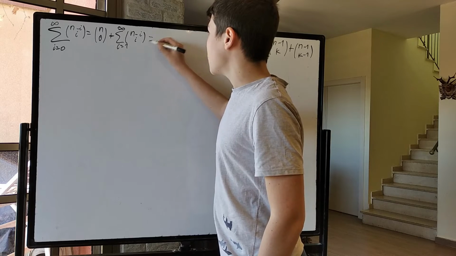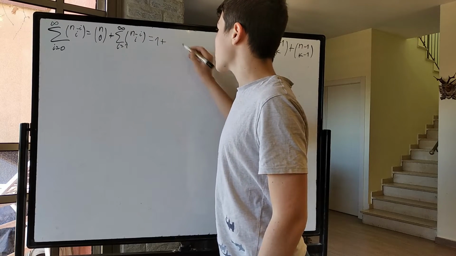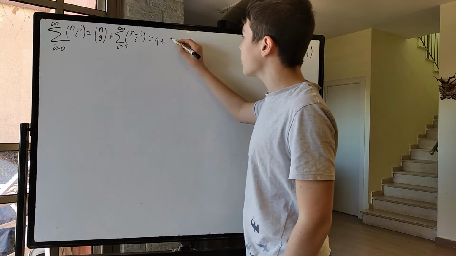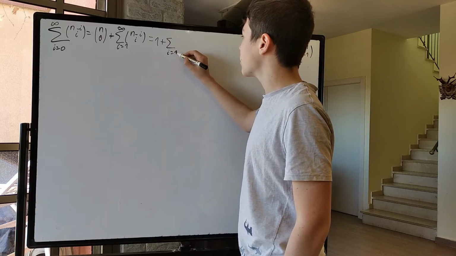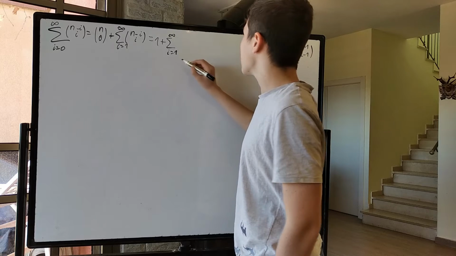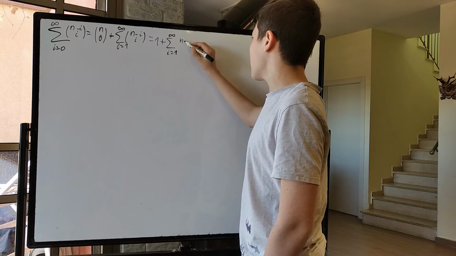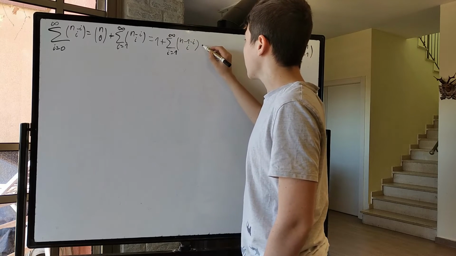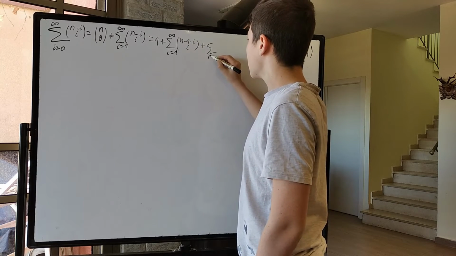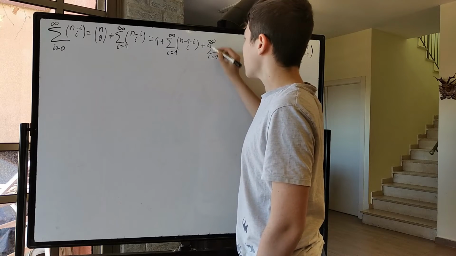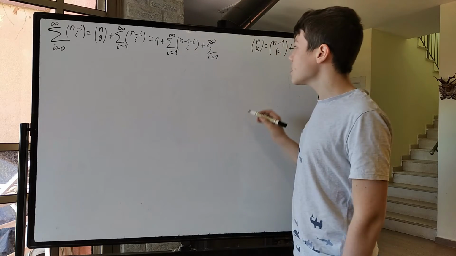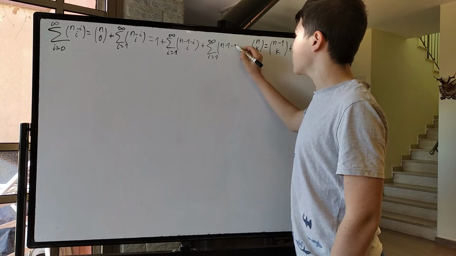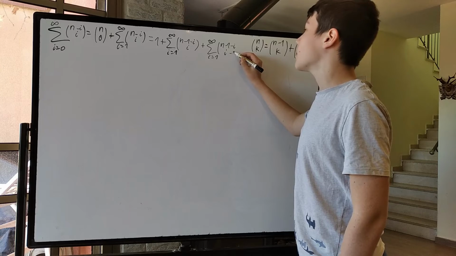And so this is going to be n choose 0, which is 1, plus, now from this property, the sum as i goes from 1 to infinity of n minus 1 minus i choose i, plus the sum as i goes from 1 to infinity of n minus 1 minus i choose i minus 1.